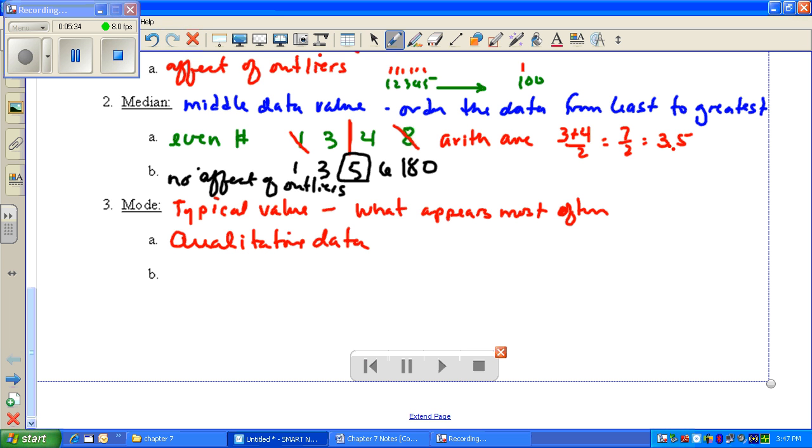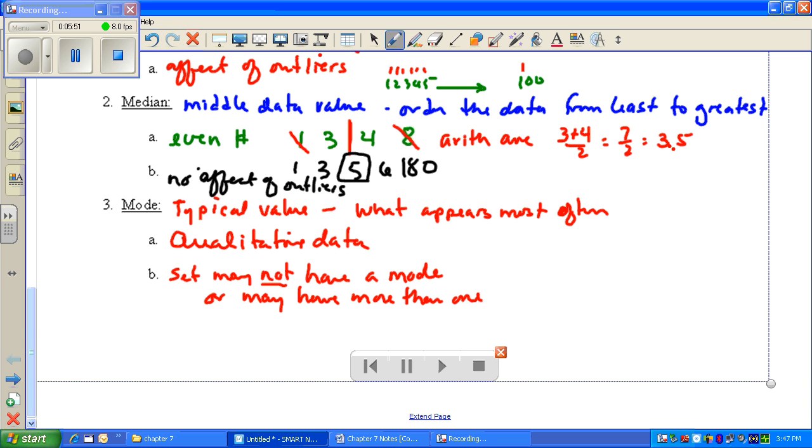You need to realize that a set may not have a mode or may have more than one mode. So mode isn't used for numerical data. What we use mode mostly for is going to be our qualitative data, our qualities, such as most students in math for elementary teachers are going to be female. So we're going to do one more lecture on 7.2, and that's measures of dispersion, and that will be next.